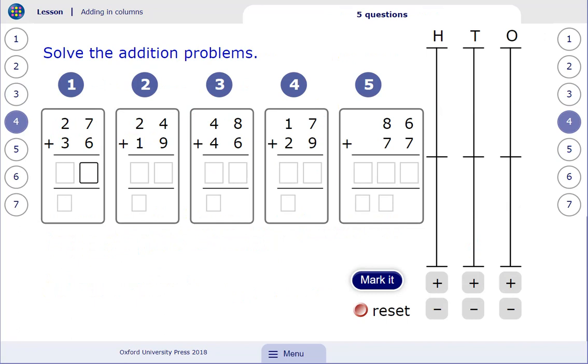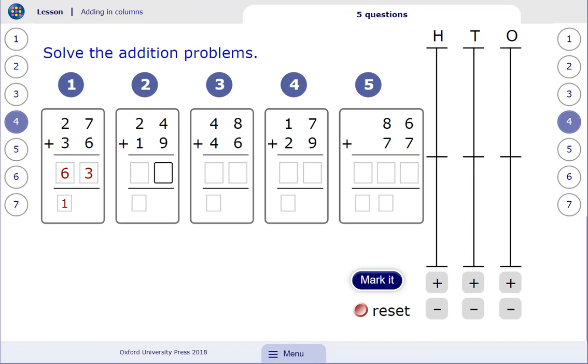So now I'm adding 7 plus 6, which is 13. I put the 3 ones in the ones column. I've exchanged 10 ones for a 10. I'm putting it underneath, and then I have to remember to add it. Some people might write it above the tens. As long as you remember you've got to include it in all of your tens, that's the main thing. So 3 plus 2 plus 1. 6.